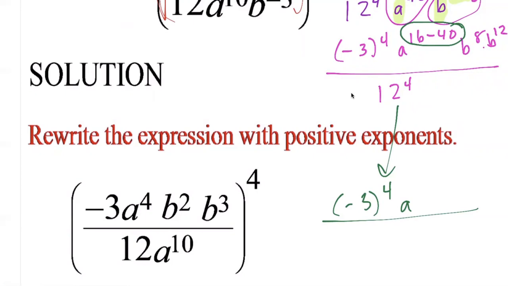And the same thing with the b value. You're going to have an 8 and a 12. And that one, we're going to be adding those because they were on top together. All right, so we're going to have b to the 20th on that one. All right, our a value. All right, so 16 minus 40 should give us our 24. All right, and then we're going to have a 12 to the fourth.